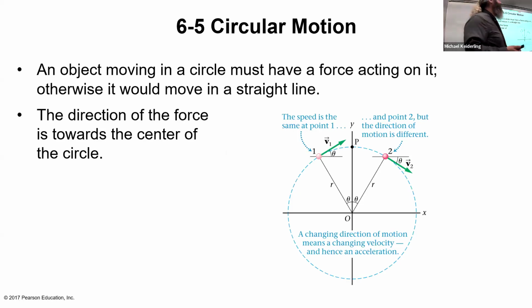So the last part we had left, we had a little bit of circular motion left. If an object is moving in a circle, it has to have a force acting on it, otherwise it would move in a straight line. And the direction of the force is towards the center of the circle.